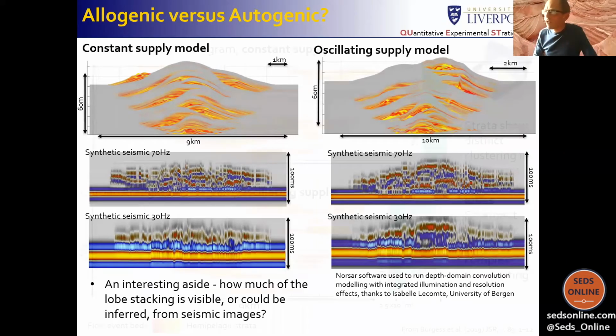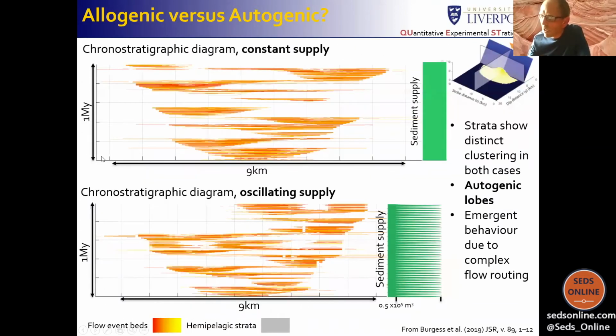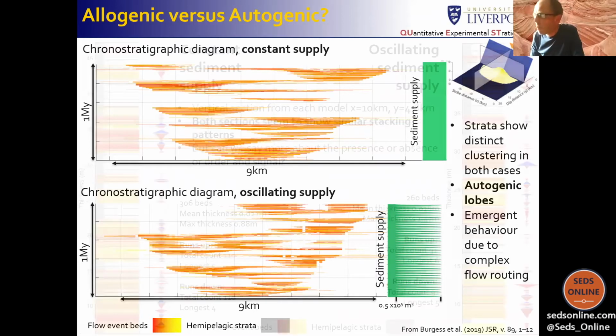And then in terms of chronostratigraphic diagrams, now we're looking at those same strike cross sections, but plotted against time versus distance instead of elevation versus distance. Here again, you can see the separation of the lobe units really nicely. You can see it on the cross sections, and on the chronostrat diagrams again. That differs in detail between the constant supply case and the oscillating supply case, but it doesn't differ in overall form. The models are different in detail, but in terms of their overall pattern, they're very similar. So the autogenic lobes are occurring in both cases. They don't seem to have anything to do with allogenic forcing.